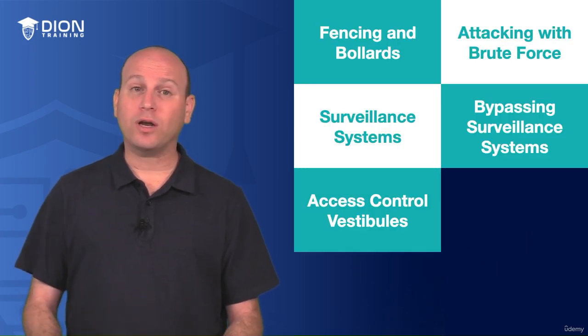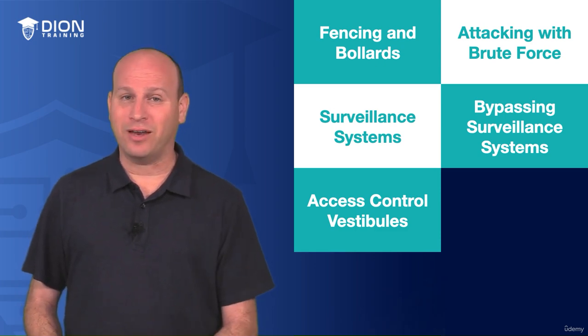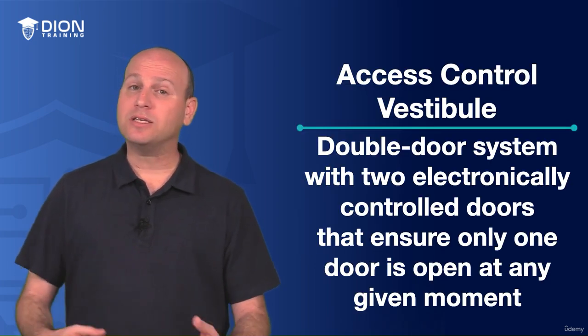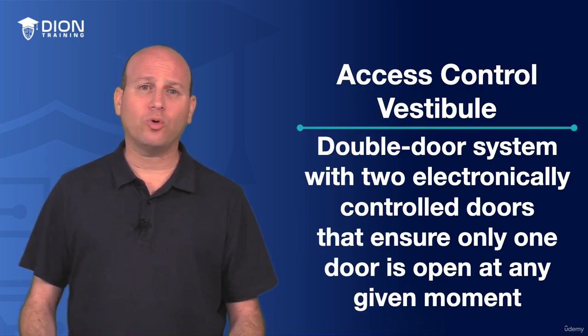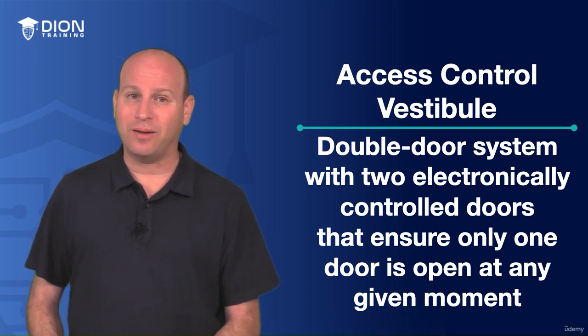After that, we're going to explore access control vestibules and how they can help prevent piggybacking and tailgating. An access control vestibule is a double-doored system that's designed with two doors that are electronically controlled to ensure that only one door can be open at a given time.